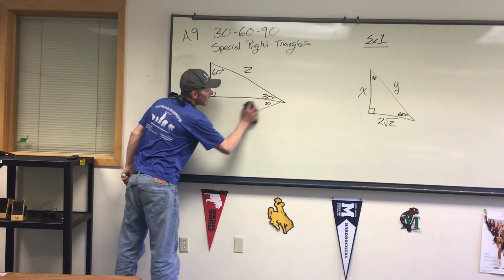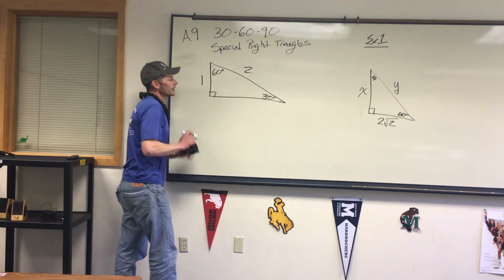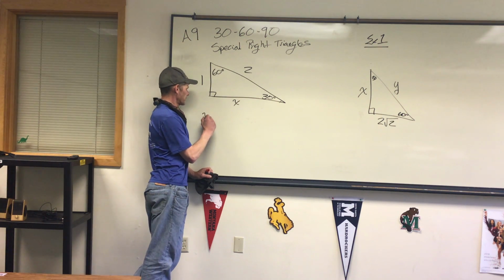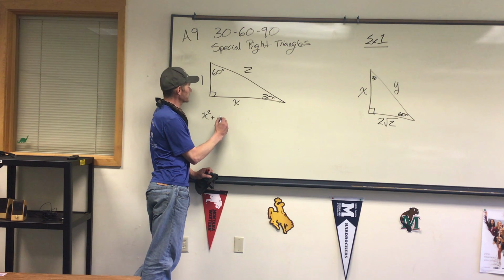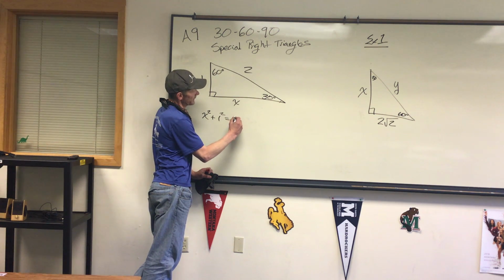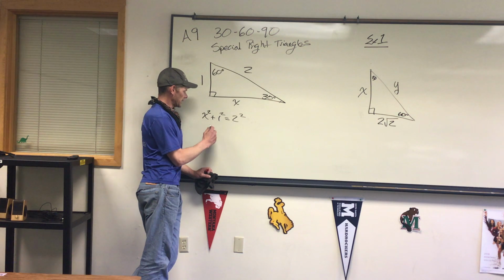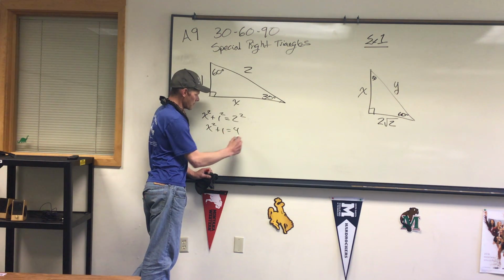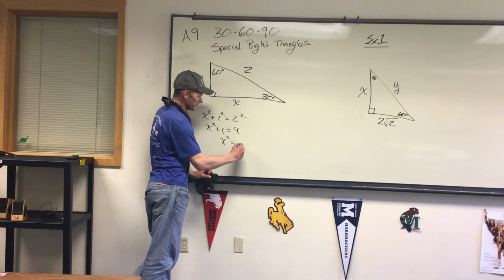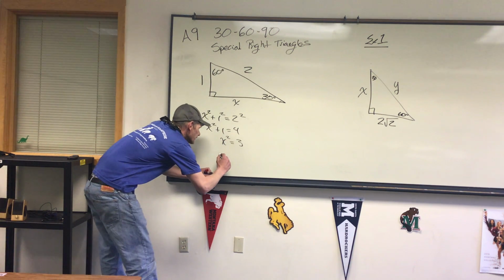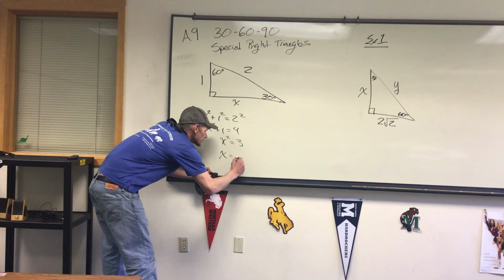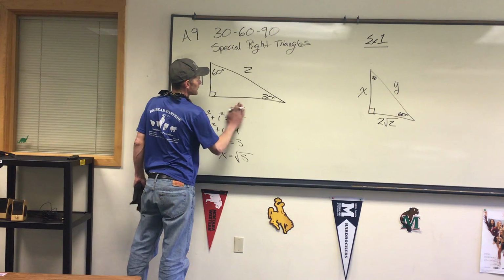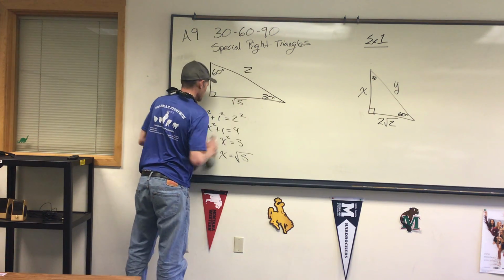I'm going to get rid of this guy now, and I'm going to make this x, and I'm going to use the Pythagorean theorem. The sum of the squares of the lengths of the legs is equal to the square of the length of the hypotenuse. Therefore we have x squared plus 1 is equal to 4, which means x squared is equal to 3, which means, taking the square root of each side, x is equal to the square root of 3. I'm going to put that there.